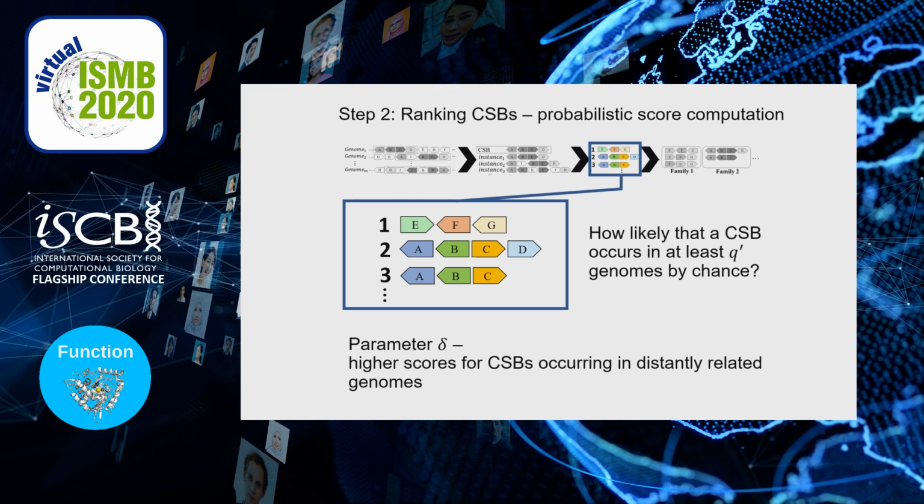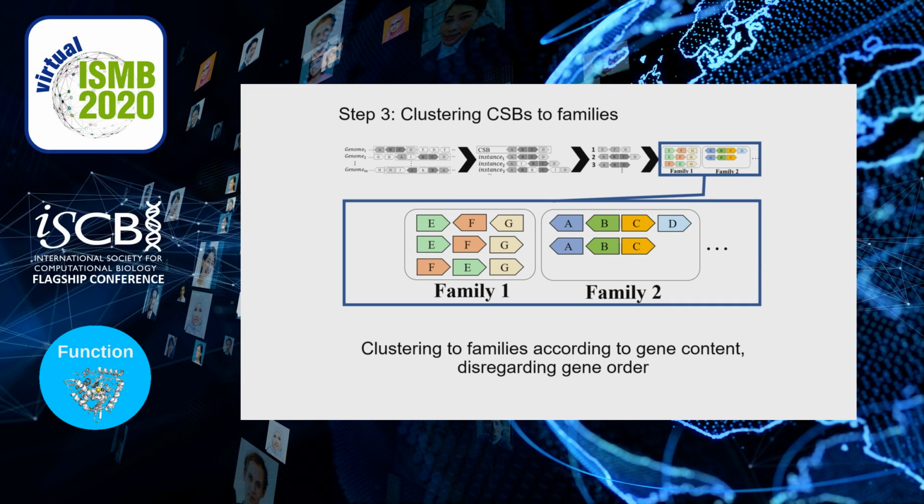In addition, the score computation takes into account the parameter delta, which allows the user to adjust the score of the CSB according to the genomic distances between all genomes in which the corresponding CSB appears. This way, CSBs found across distantly related genomes will be ranked higher. In the last step of the pipeline, the CSBs are clustered into families based on gene content. So CSBs that have similar genes, or CSBs with the same genes and different gene orders, will be assigned to the same family.